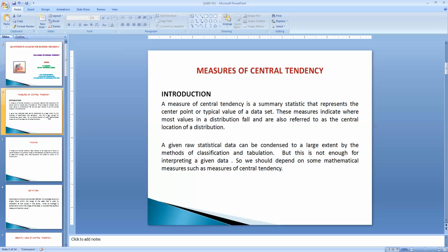A given raw statistical data can be condensed to a large extent by the methods of classification and tabulation, but this is not enough for interpreting the given data. So we should depend on some mathematical measures that are called the measures of central tendency.